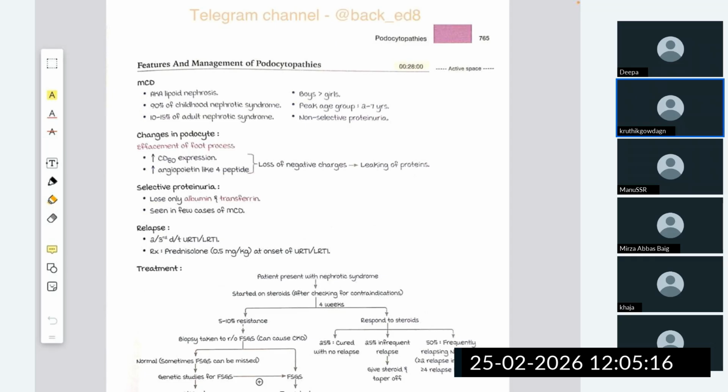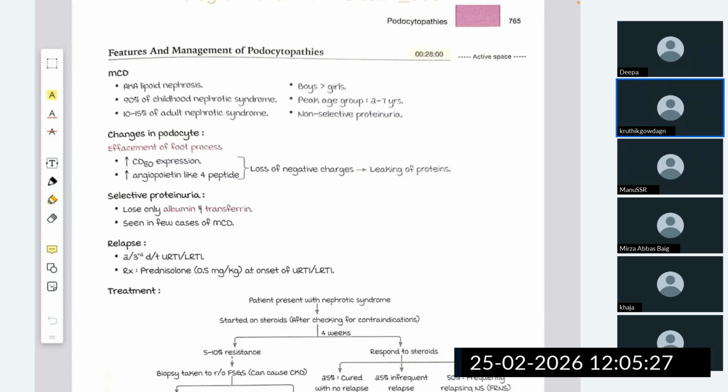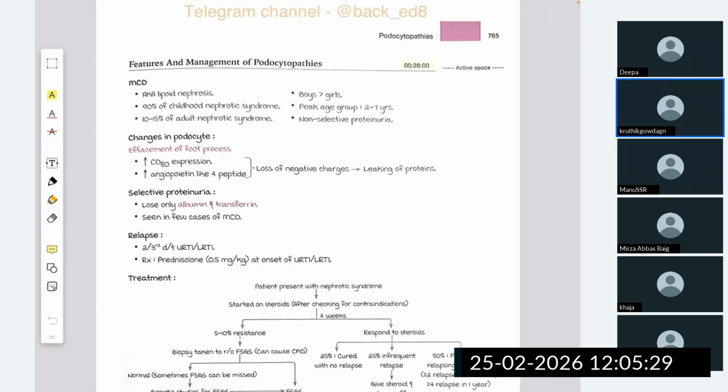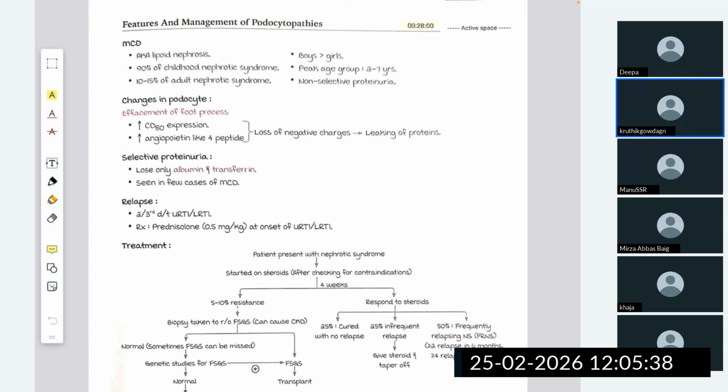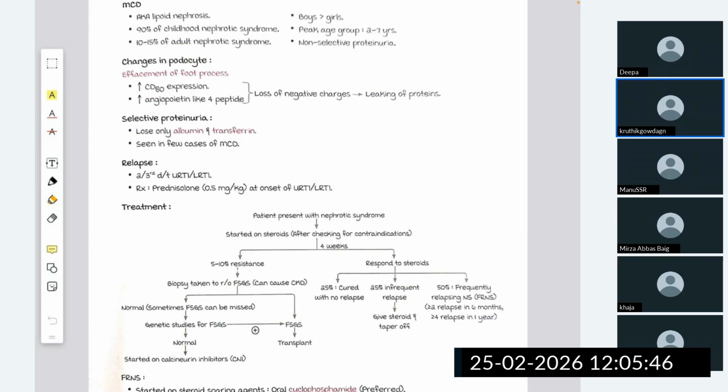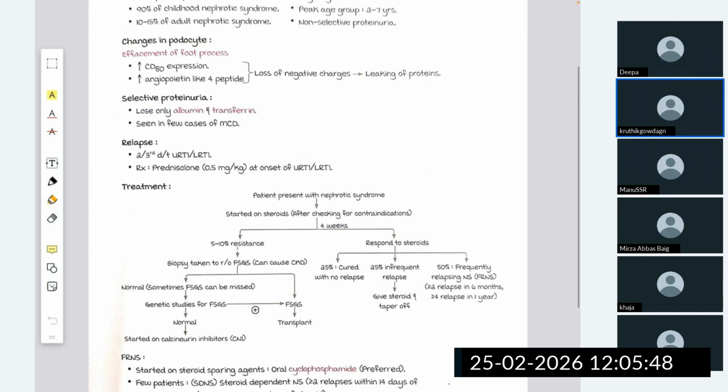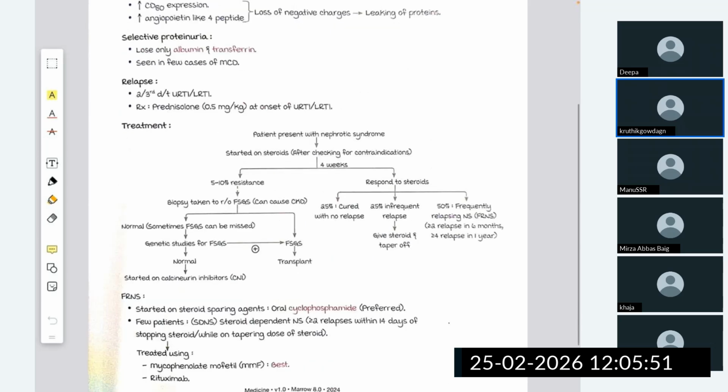10 to 15% of adult nephrotic syndrome is due to minimal change disease, seen in boys more than girls. Peak age is 2 to 7 years. Non-selective proteinuria is seen, which we discussed previously. The changes in podocytes are, you can remember effacement of foot processes, or you can remember loss of negative charges. Yes, loss of negative charges leading on to proteinuria. Selective proteinuria, loss of only albumin and transferrin, is seen in a few minimal change disease. And then the treatment is the same as the treatment of nephrotic syndrome.